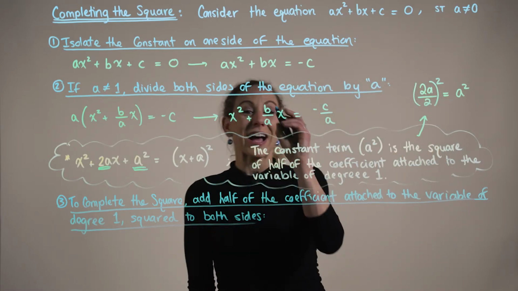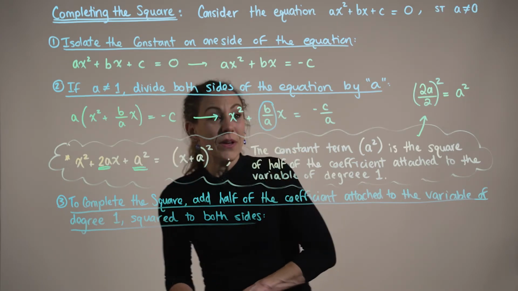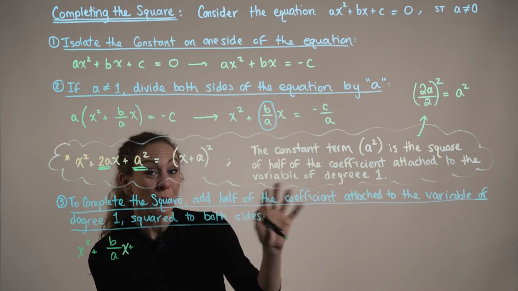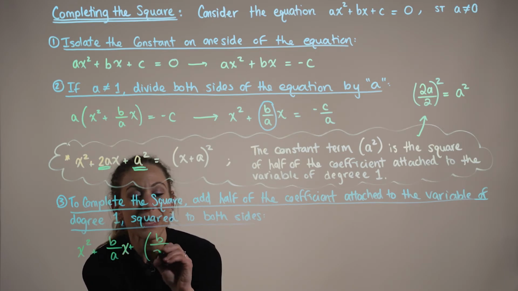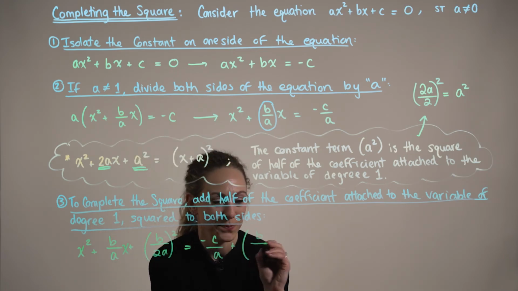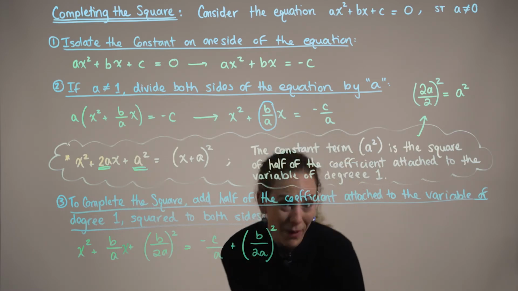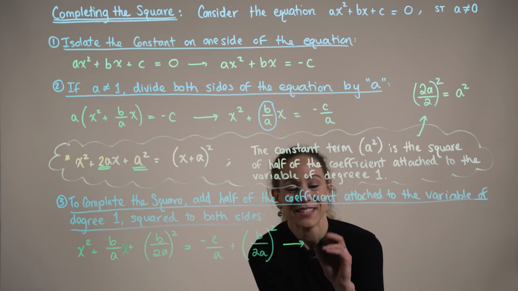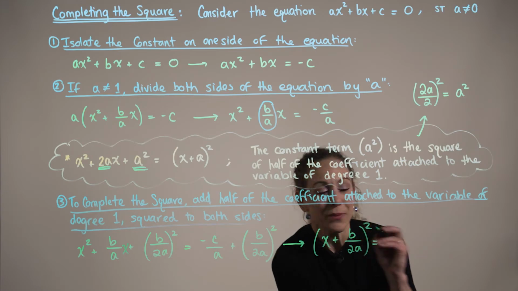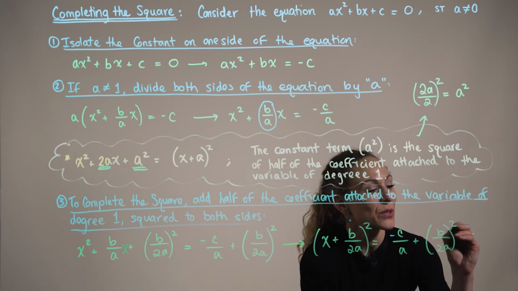So looking back up here at step 2, here is the coefficient attached to the variable of degree 1. So this means that we can go ahead, and again, we're going to add half of this squared to both sides. So we're adding b over 2a squared to the left-hand side and the right-hand side. So notice we have the perfect square trinomial matching the formula up above, which allows us to rewrite this expression as x plus b over 2a squared is equal to minus c over a plus b over 2a squared.